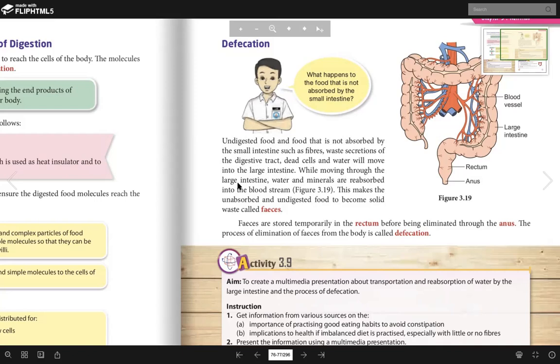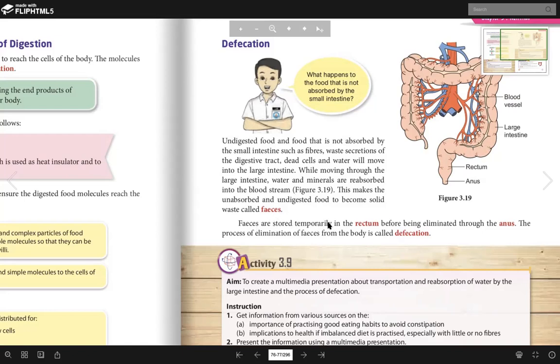While moving to the large intestine, water and mineral are reabsorbed into the bloodstream. Sebab apa awak tengok ni large intestine kan? Ni blood capillary ni. Ni warna merah dan juga warna biru ni. So maksudnya water dia akan absorb masuk ke dalam bloodstream kat sini. Sama juga dengan mineral. Okay. And this will make the unabsorbed and undigested food become solid waste called feces. So bila water reabsorption and mineral absorption is done, apa yang tinggal hanyalah feces.